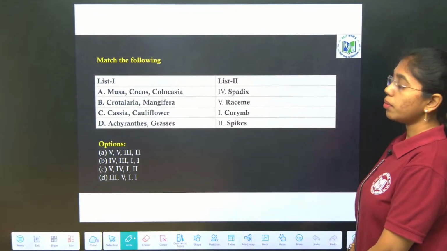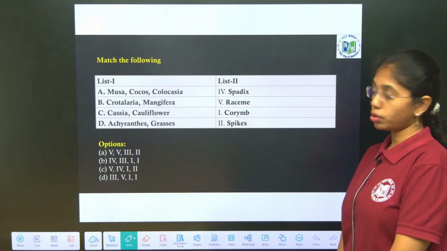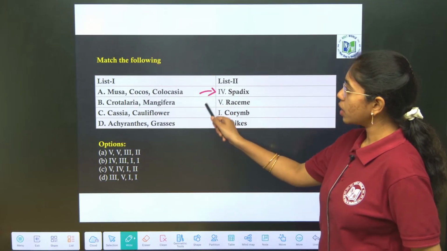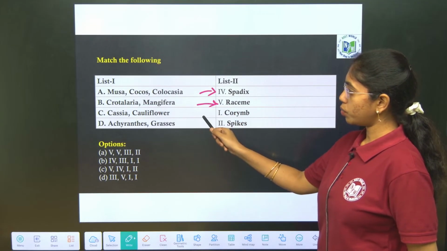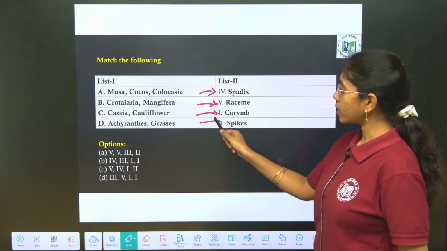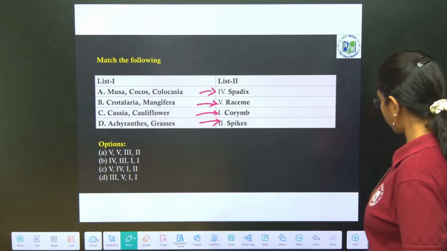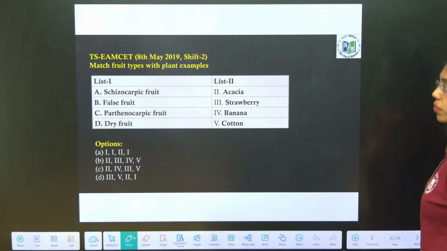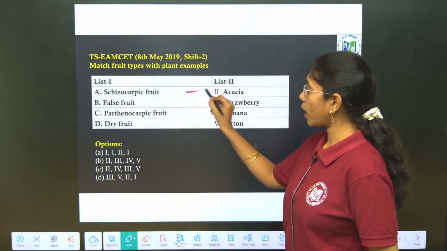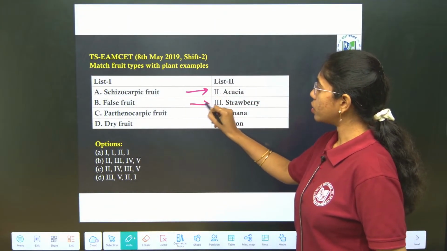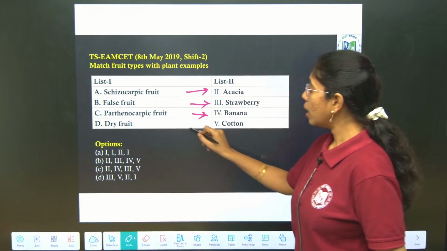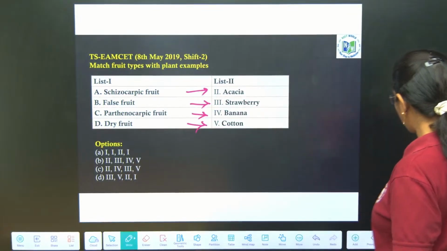Next, here the right match is also already given. Musa, Cocos and Colocasia, spadix; Crotalaria and Mangifera, racemose type of inflorescence; Cassia and Cauliflower, corymb; Achyranthes and grasses, spike type of inflorescence. Again it is already given. Just remember it carefully. Schizocarpic fruit acacia, false fruit strawberry, parthenocarpic fruit seen in banana, dry fruit for example.